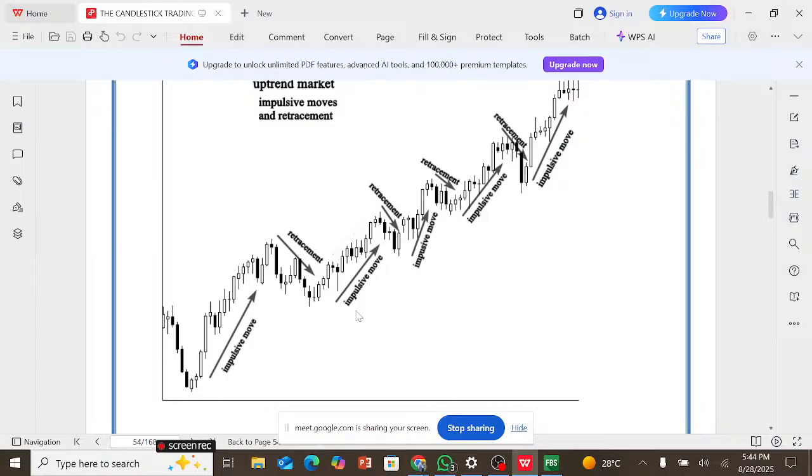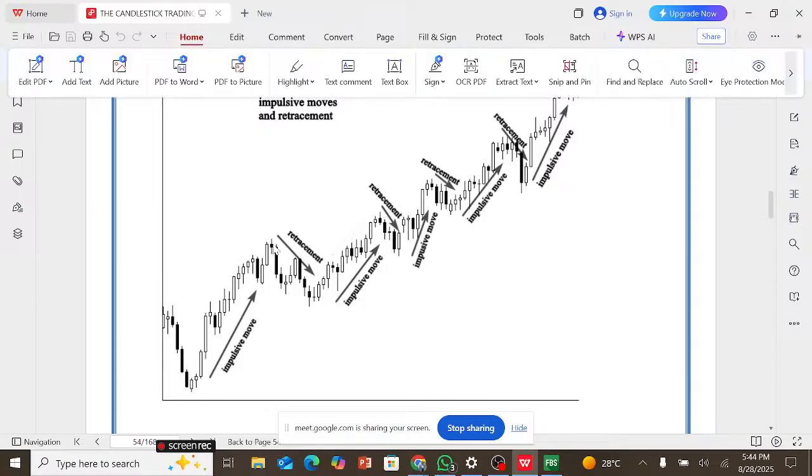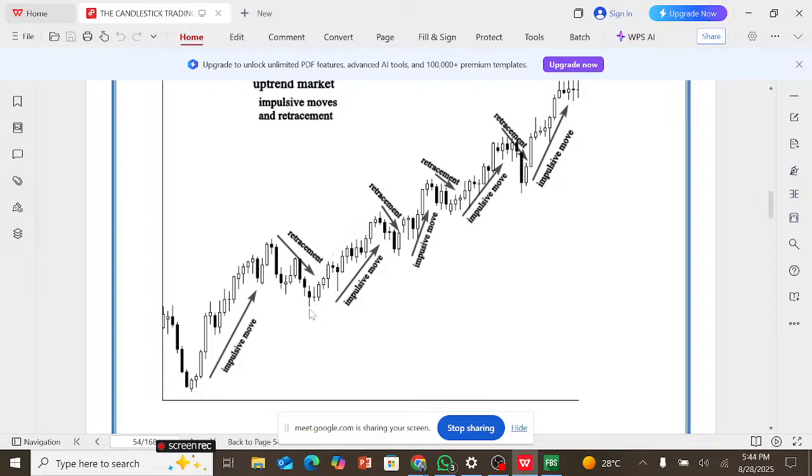So what I am saying is that, for example, the market has made a move here, then the market makes a retracement. Okay, then this retracement is our entry for a buying opportunity. If you enter the market here, then the market will move up again, then you leave the market here because the market is going to do a retracement. Then once the market makes a retracement, this is another chance to enter the market. Then the market makes another impulsive move.